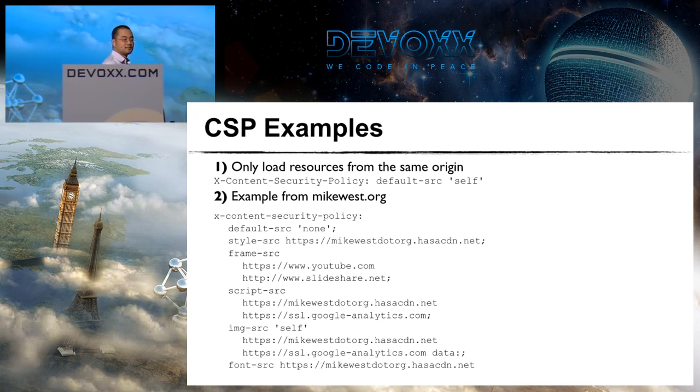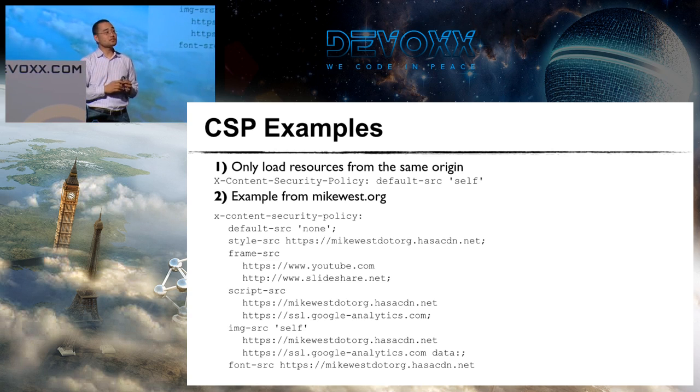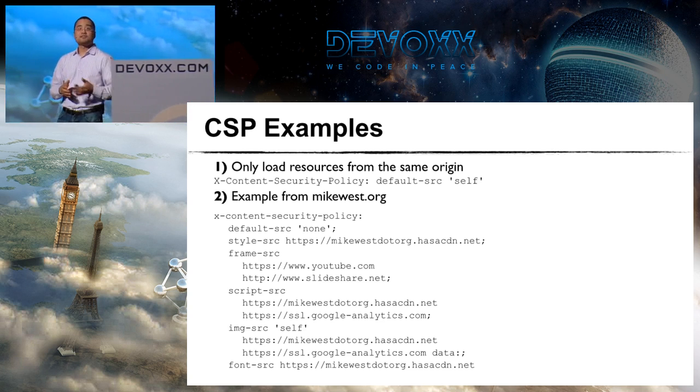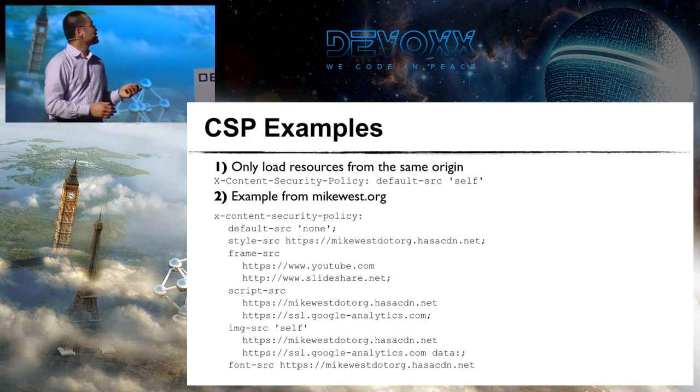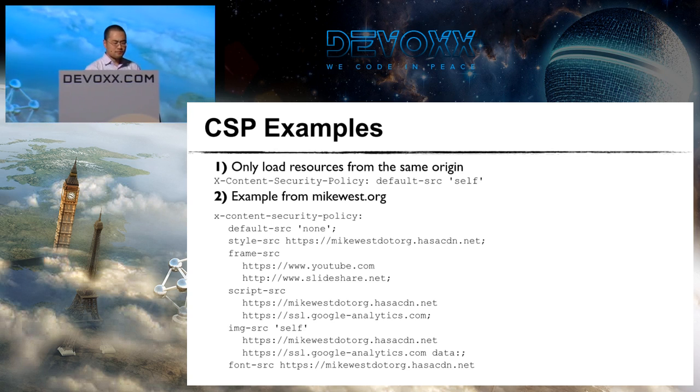Two on this slide. The first one is just an example saying, okay, let's specify the default source to be self, ensuring that any of those resources can only be loaded from your particular origin. And the second example is from Mike's site right here, right? From his particular website, you can see up at the very top the content security policy. This is from a month or two ago.